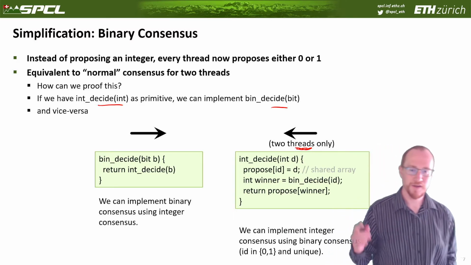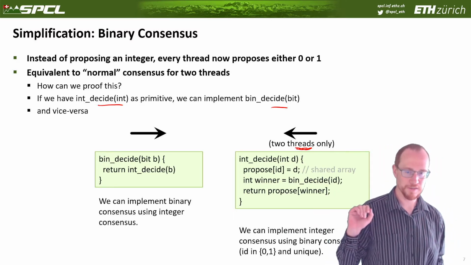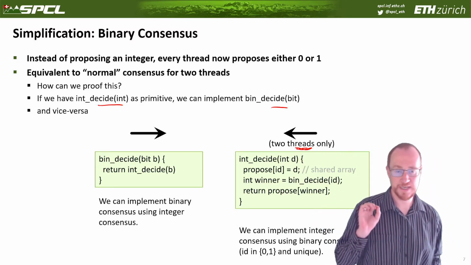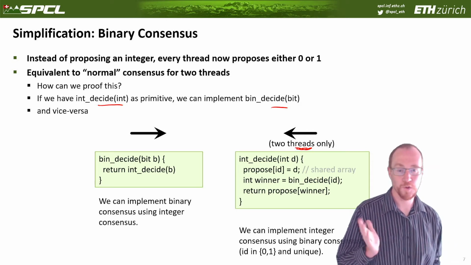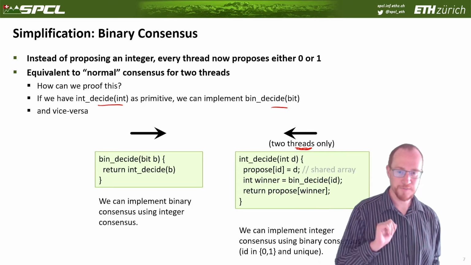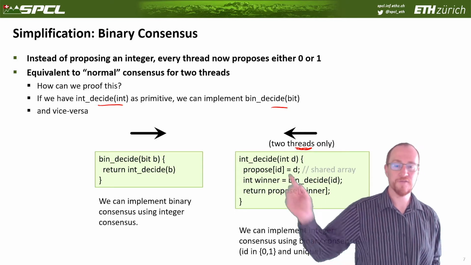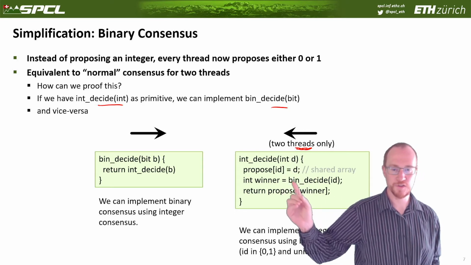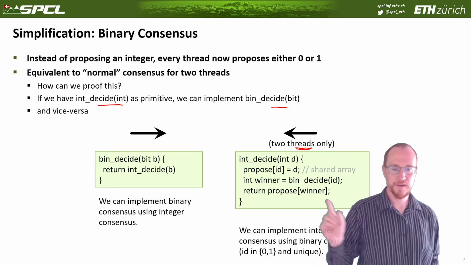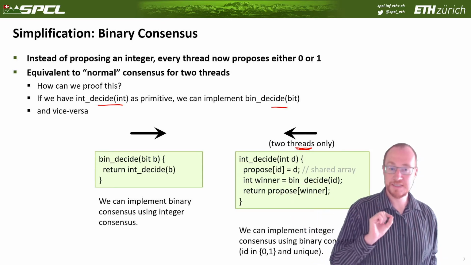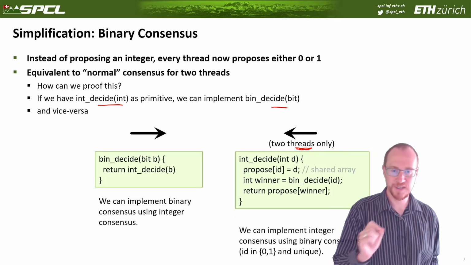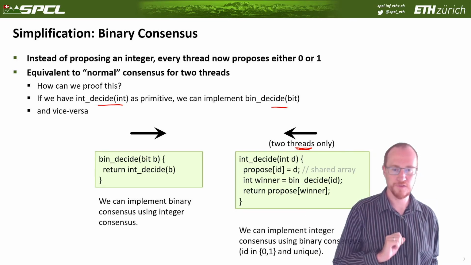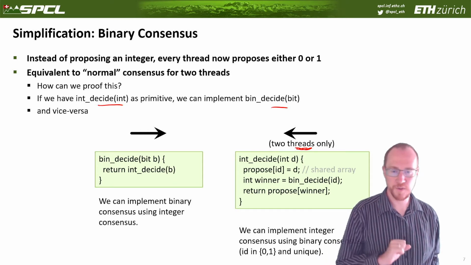Okay, the other direction, the vice versa, is not so simple, but works with two threads, very, very simple as well. If I now assume I have a binary routine, bin decide, which only takes a binary value, but I only have two threads, thread 0 and thread 1, what do I do? Well, I instantiate a shared array called propose. I write the input of each of the threads into this shared array, and then I run a binary decide to decide which of the two processes, 0 or 1, wins, and then I just return the value proposed by that process. So this will actually work.